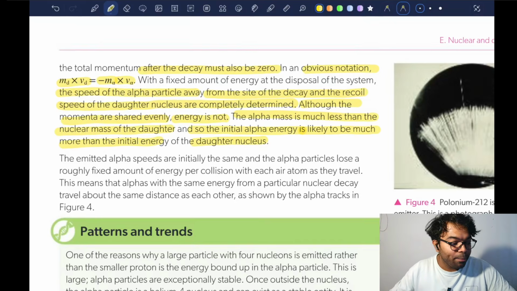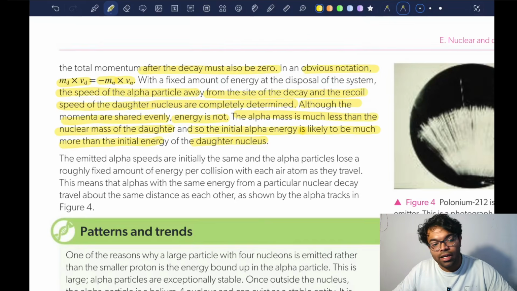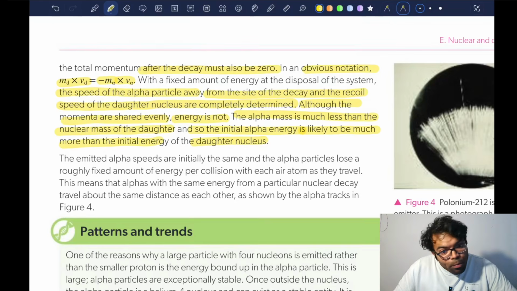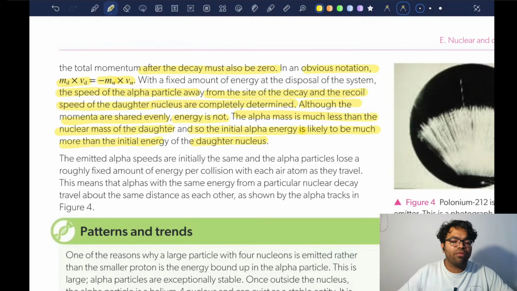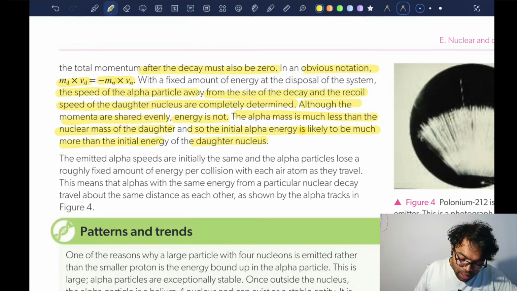So what is it trying to say? When you shoot a gun, does the bullet have more speed or does the gun have more speed? The bullet will have more speed, obviously. Why? Because the mass of the bullet is less. So when you're imparting energy, the alpha particle, being much smaller, will gain much more kinetic energy. The emitted alpha speeds are initially the same, and the alpha particle loses a roughly fixed amount of energy per collision with each air atom as it travels.